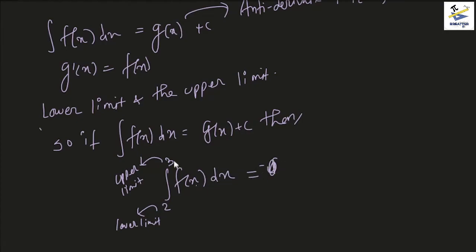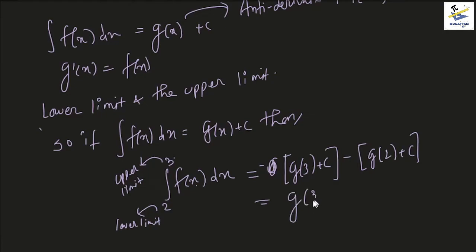So what we do is we first put in the value of the upper limit in the integrand, which is g of 3 plus c, and we subtract from it the value after putting in the lower limit, which is g of 2 plus c. As you can see, the constant c's get cancelled off, and what we get is g of 3 minus g of 2, which is the answer. It's an answer without a constant, so it's a definite answer, right?